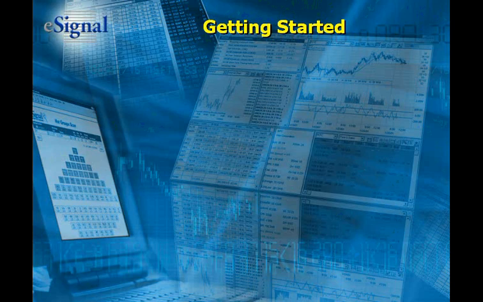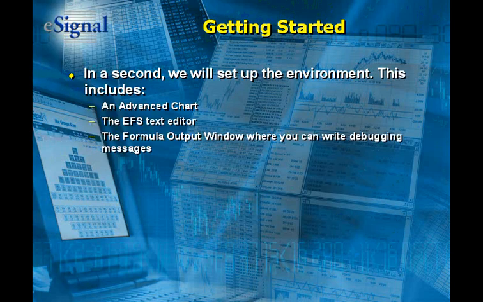Let's get started with our coding. The first thing we're going to do is set up an environment where we can work on our code and apply it to a chart. This environment includes adding an advanced chart, finding and launching the EFS text editor where we can write our code, and also displaying the formula output window where we can see some debugging messages to help us with the code.